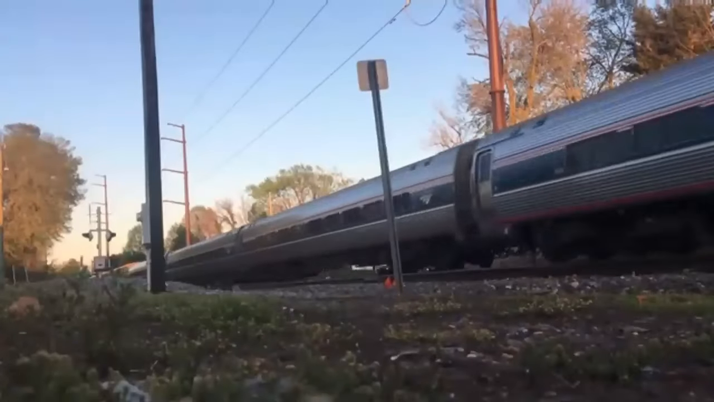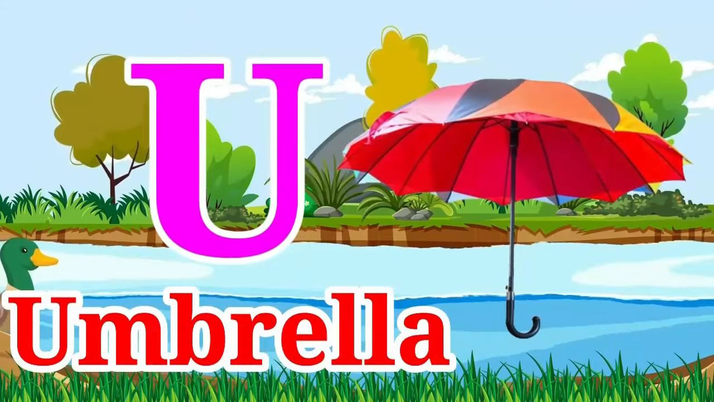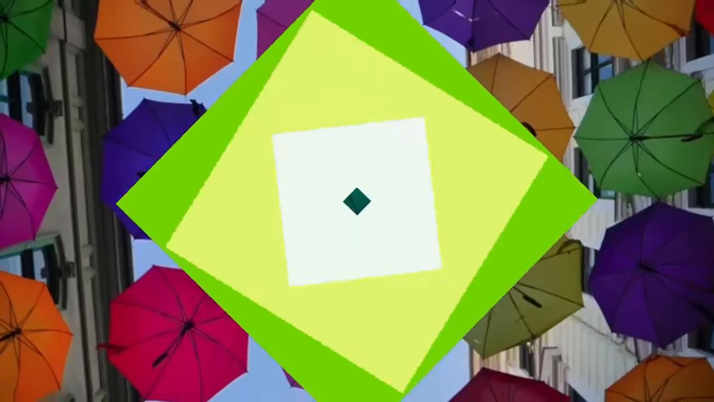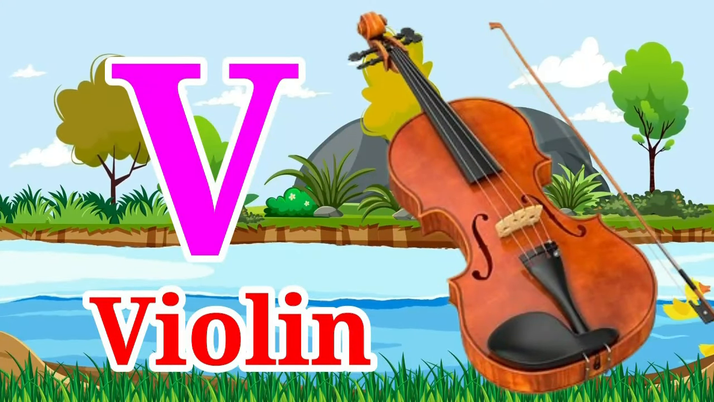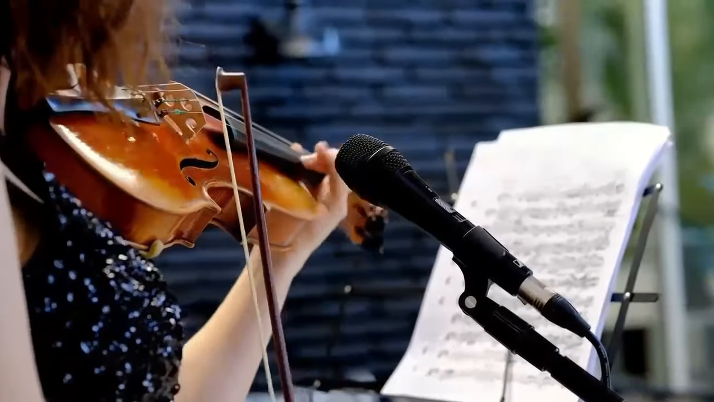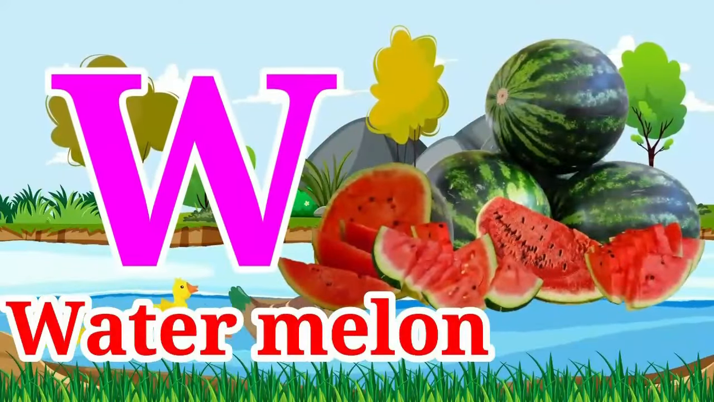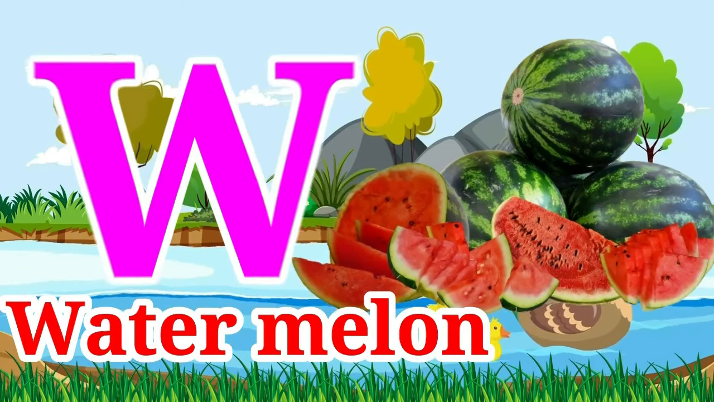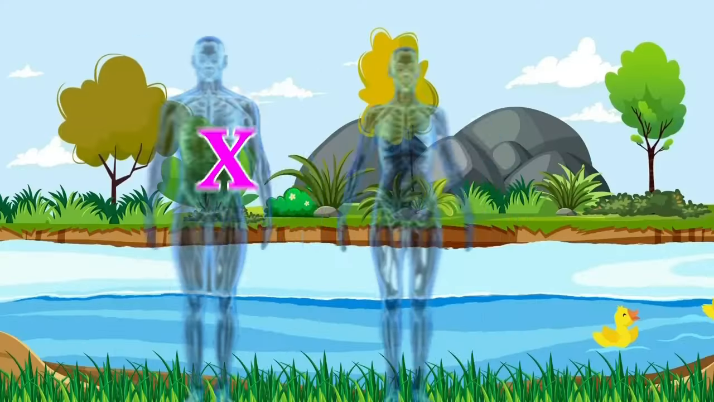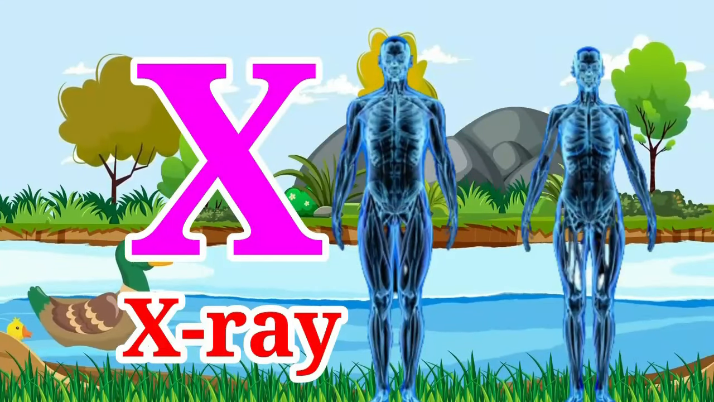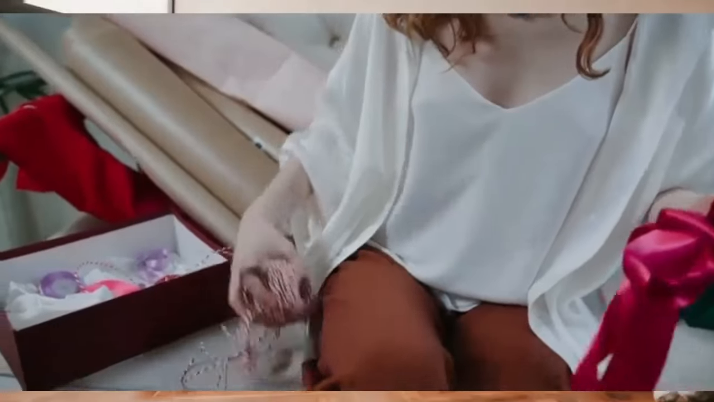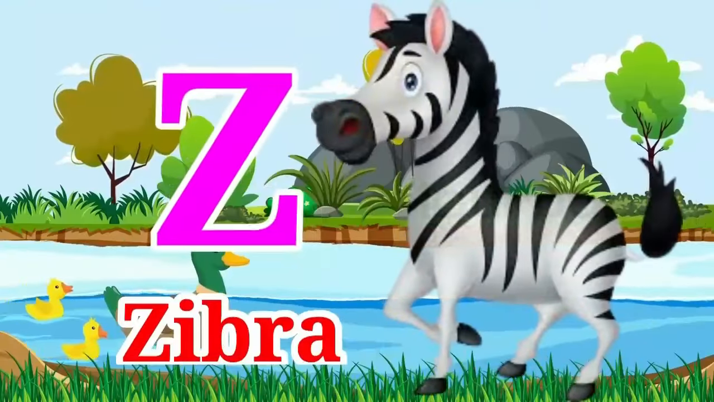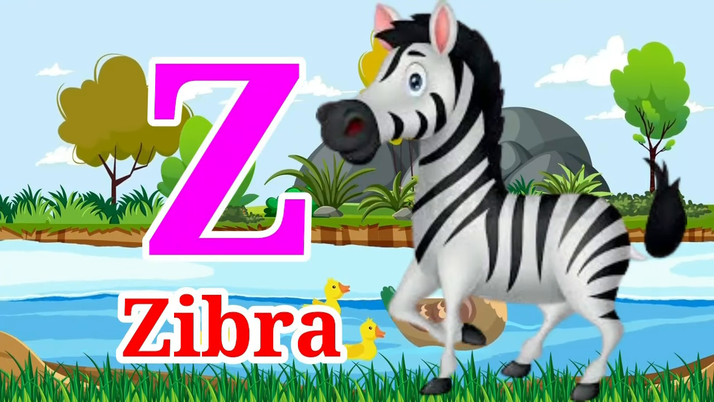T for train. U for umbrella. V for violin. W for watermelon. X for X-ray. Y for yarn. Z for zebra.